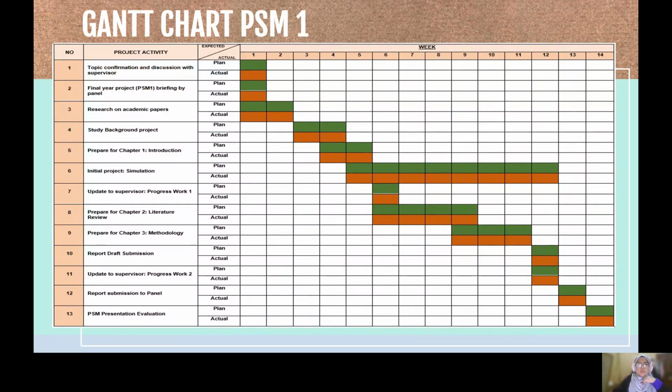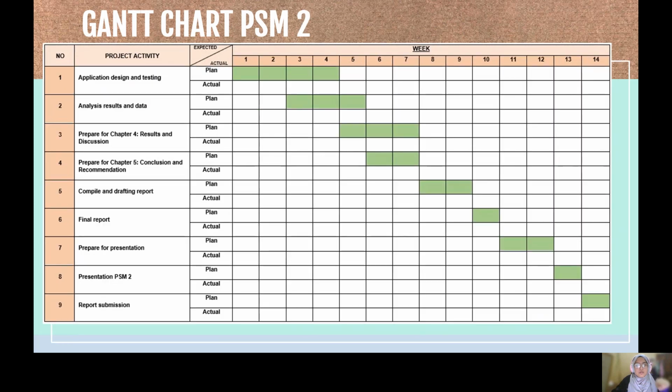So this is the Gantt chart for the PSM. This is my Gantt chart for the future, for the second PSM, which is next semester.